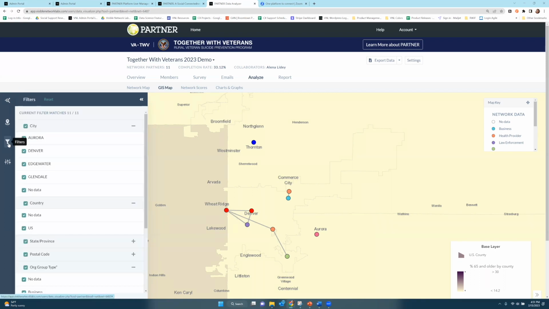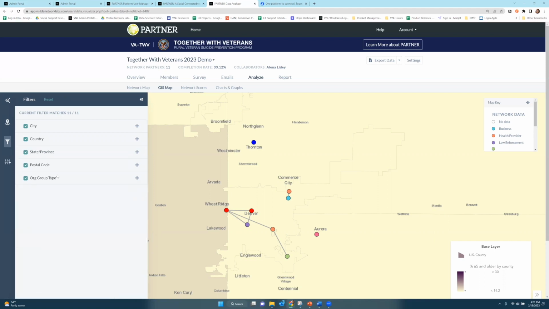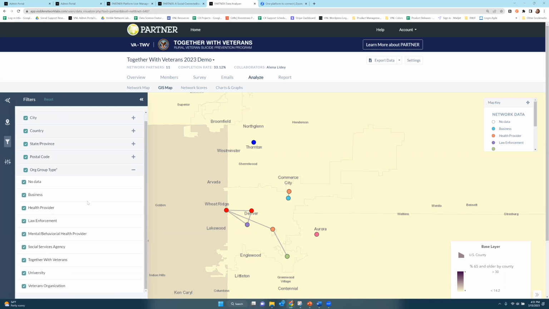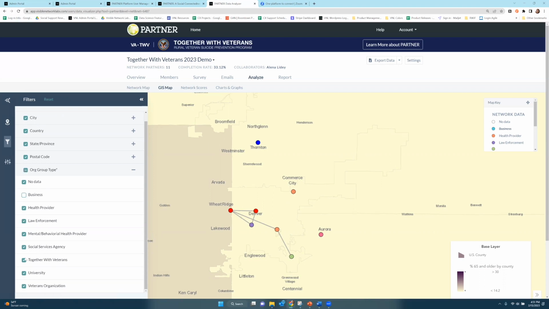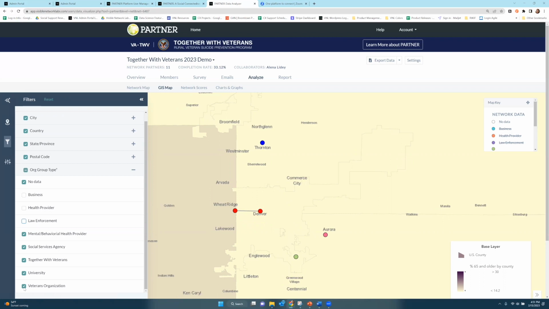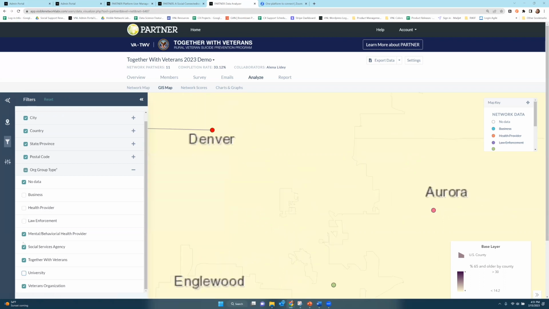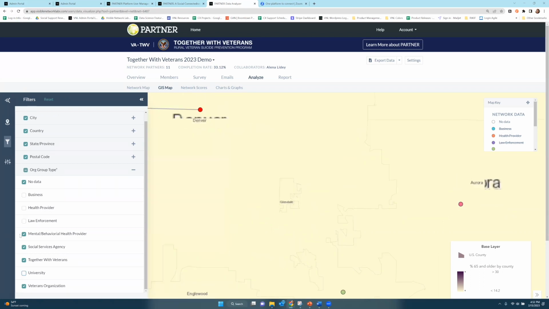You're also able to filter your data. You can filter your data by any attributes that were added. So for this use case and yours, there's going to be some address information as well as an org group type. And so if you really only wanted to look at the connectivity between certain types of organizations, you can filter the data in that way and just show that you only want to see how Together with Veterans is working with other veterans organizations and maybe these other service organizations.